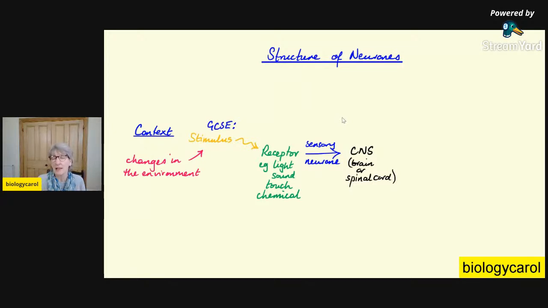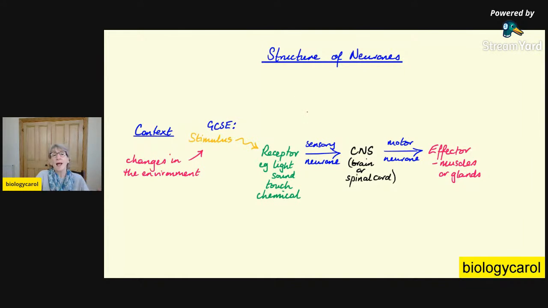The brain, particularly if there are multiple stimuli going on, will coordinate those and then cause a nerve impulse to travel down a motor neuron to an effector. An effector is either a muscle or a gland. And those muscles could be skeletal muscles, or muscles in the walls of arteries, for example.